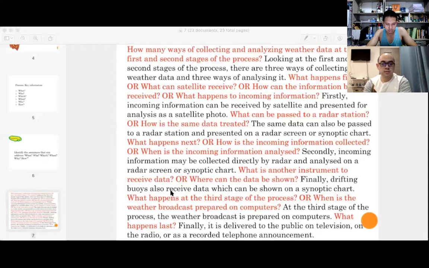And what happens at the third stage of the process? Or where is the weather broadcast prepared? At the third stage of the process, the weather broadcast is prepared on computers. And what happens next? The last part. Finally, it is delivered to the public on television, on the radio, or as a recorded telephone announcement.